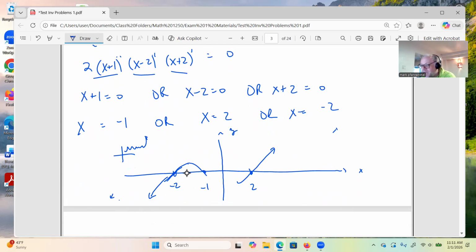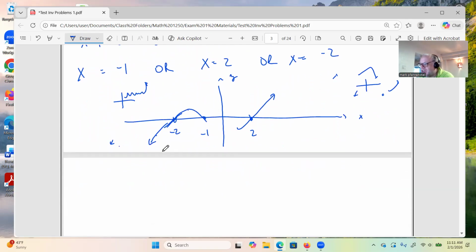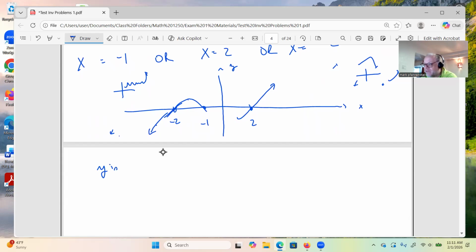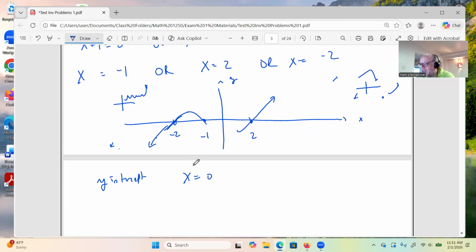This is a continuous polynomial. So you're not going to draw it so you have this and then it skips up here. No, that would be wrong. It's one smooth, continuous curve. The only thing I have left to do is where is my y-intercept? And that is when x is equal to 0. So we're going to go plug this in.